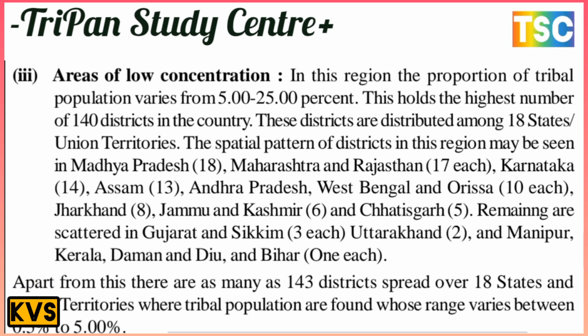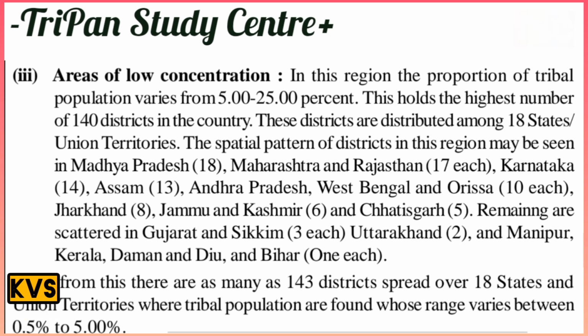The pattern of districts in this region may be seen: Madhya Pradesh has 18, Maharashtra and Rajasthan 17 each, Karnataka 14, Assam 13, Andhra Pradesh, West Bengal and Orissa 10 each, Jharkhand 8, Jammu and Kashmir 6, and Chhattisgarh 5. The remaining are scattered: Gujarat and Sikkim 3 each, Uttarakhand 2, and Manipur, Kerala, Daman and Diu, and Bihar 1 each.